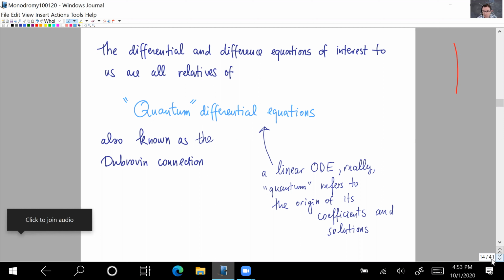And the word quantum refers not to the fact that this linear differential equation is somehow satisfied in some very strange sense. It refers to the meaning of its coefficients, the coefficients of both the equations and the solutions, in enumerative geometry or high energy physics and so on and so forth. So that's what quantum means.